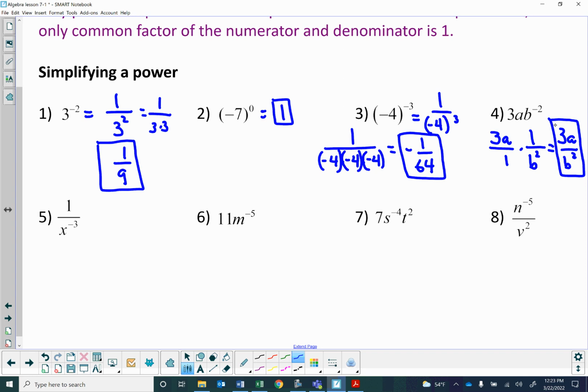One of the easiest rules to remember is if it's in the top of the fraction and it's a negative exponent, it moves to the bottom of the fraction. If it's at the bottom of the fraction and has a negative exponent, it moves to the top of the fraction. And when it moves positions, it becomes positive.